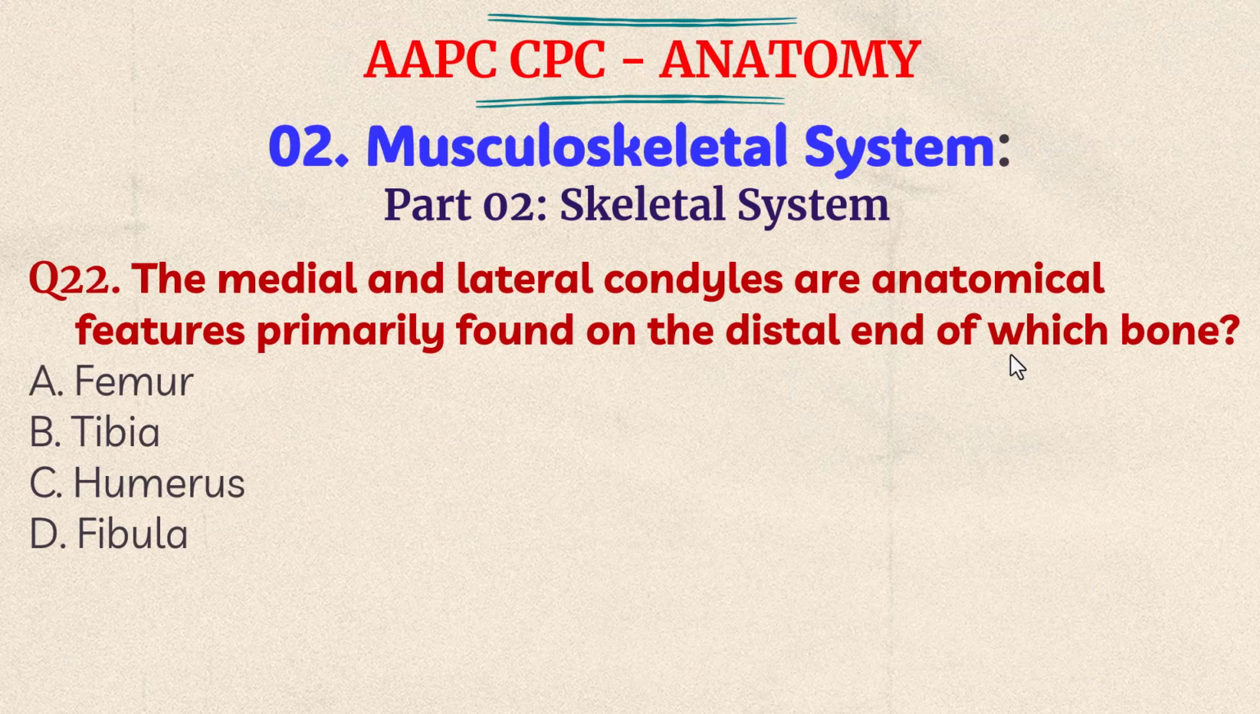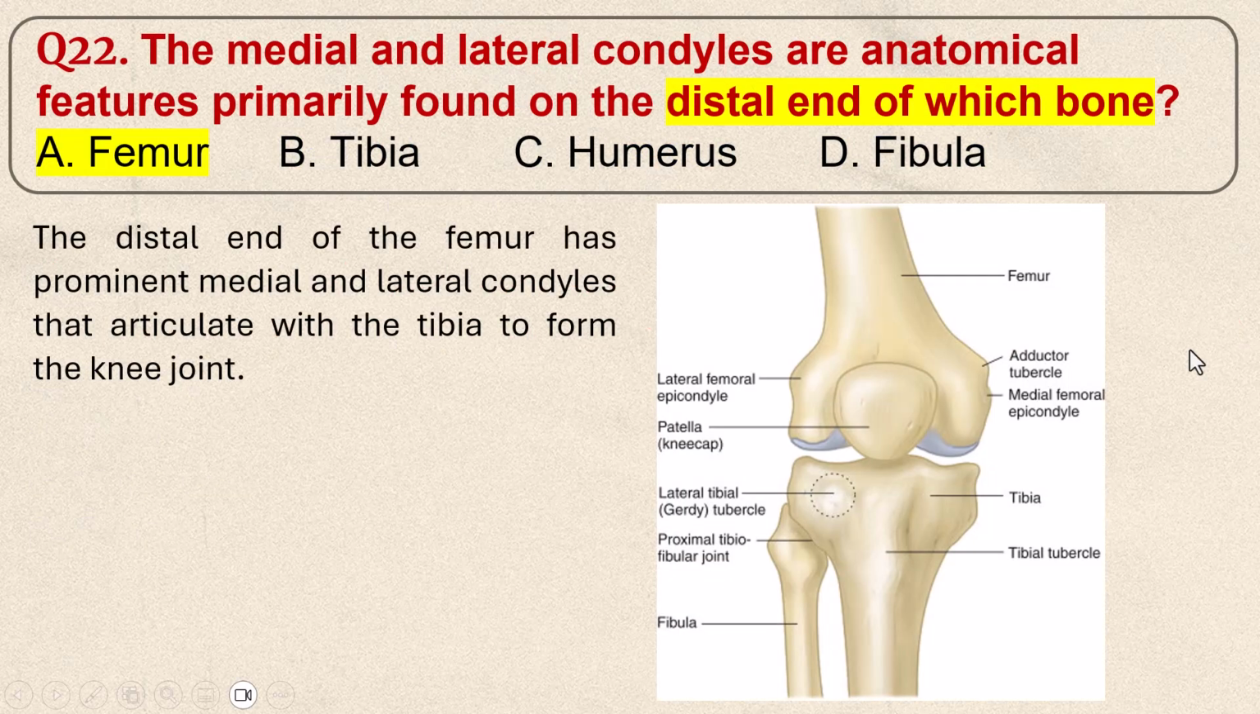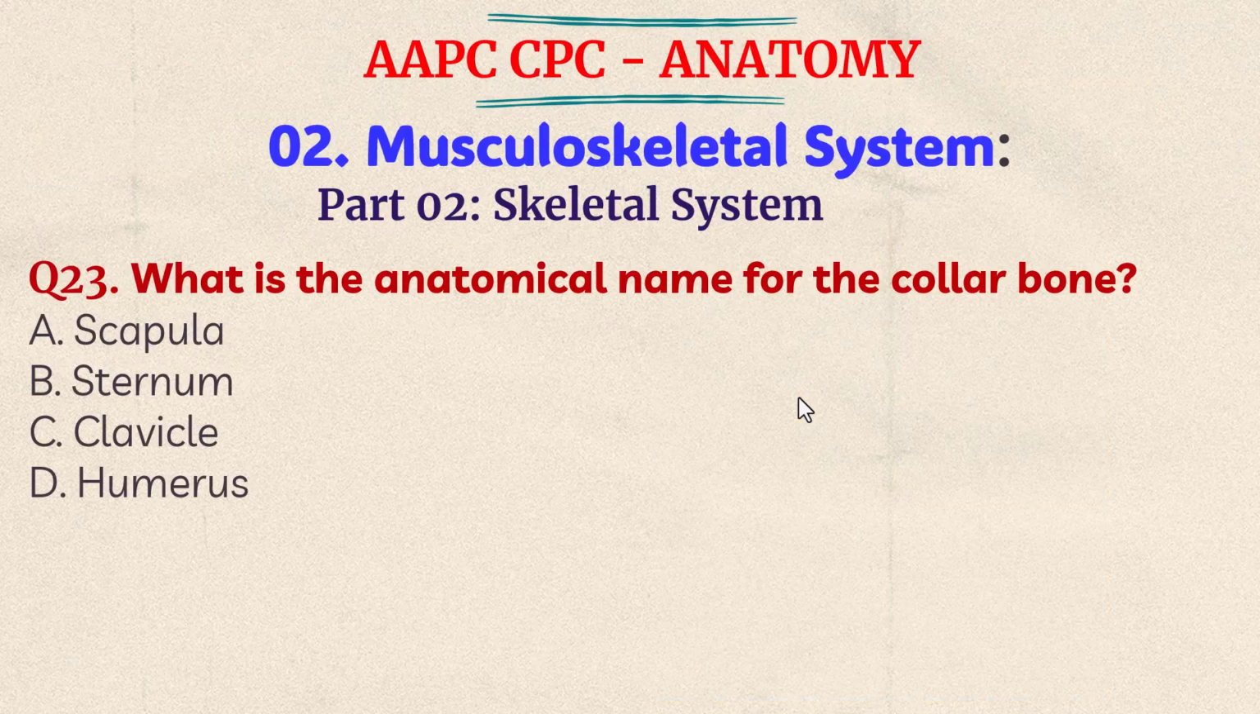Question number 22. The medial and lateral condyles are anatomical features primarily found on the distal end of which bone? A. Femur, B. Tibia, C. Humerus. The correct answer is A. Femur. So when you see the femur, you can see there are medial femoral epicondyle and the lateral femoral epicondyle. The distal end of the femur has the prominent medial and lateral condyles that articulate with the tibia to form the knee joint.